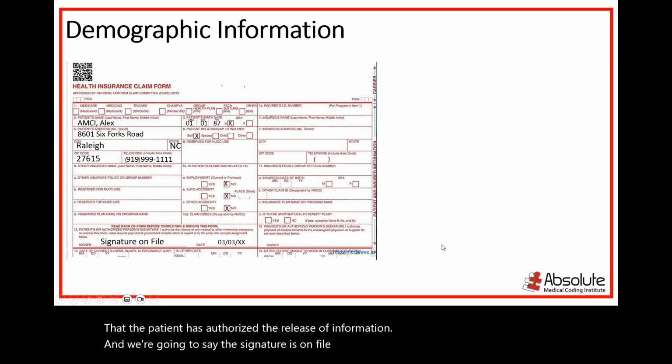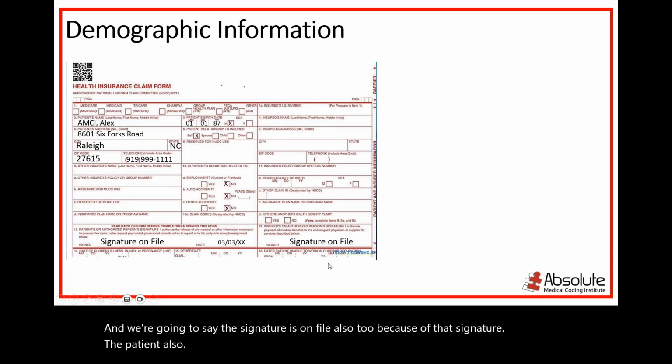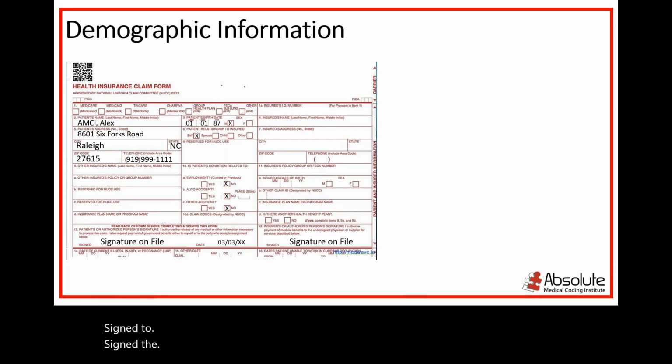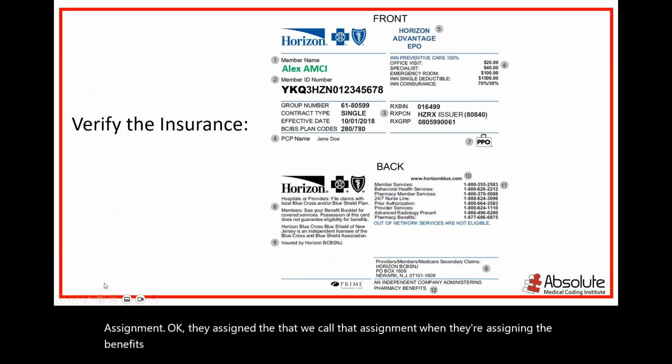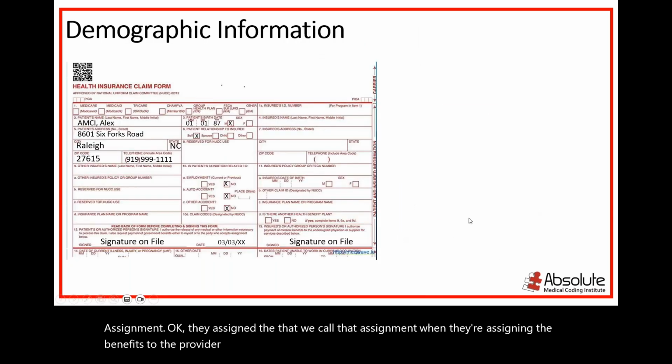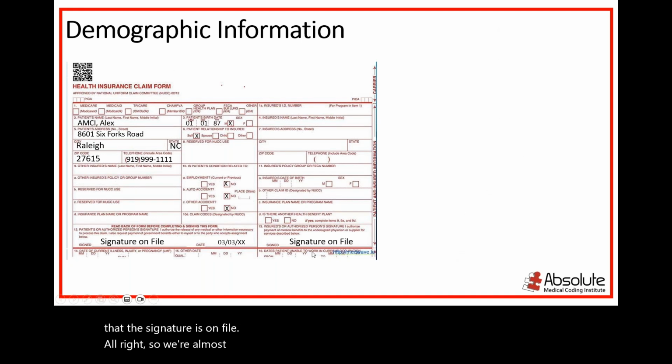Also, because of that signature, the patient also signed the assignment. Okay, we call that assignment when they're assigning the benefits to the provider. So because that signature is on file, it's filed away, we can place here that the signature is on file. All right, so we're almost there. We've gotten all of the data from the demographics sheet.